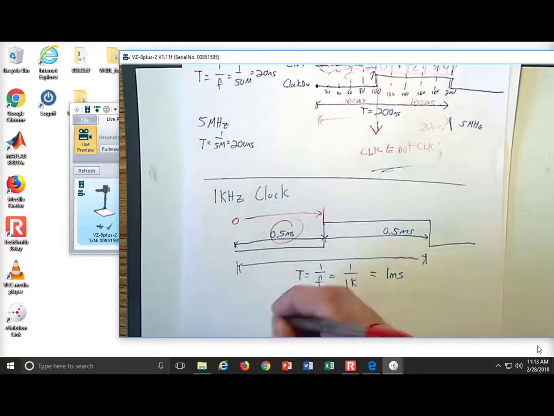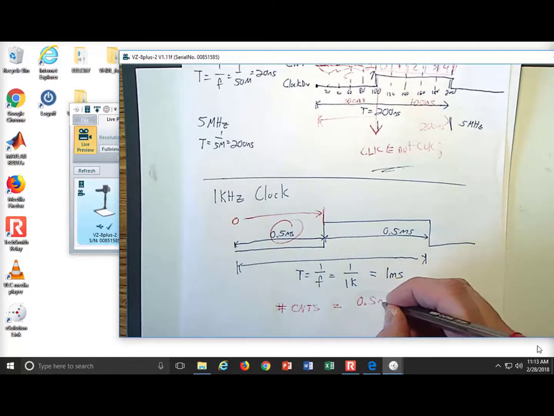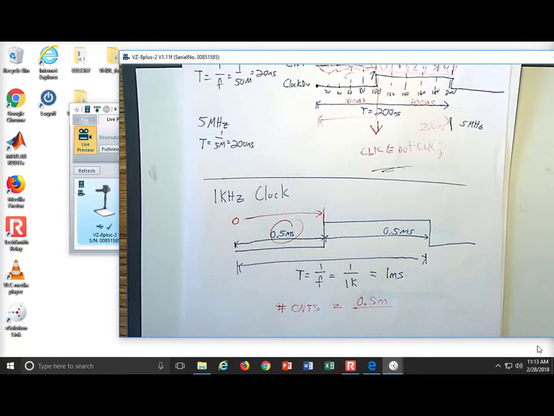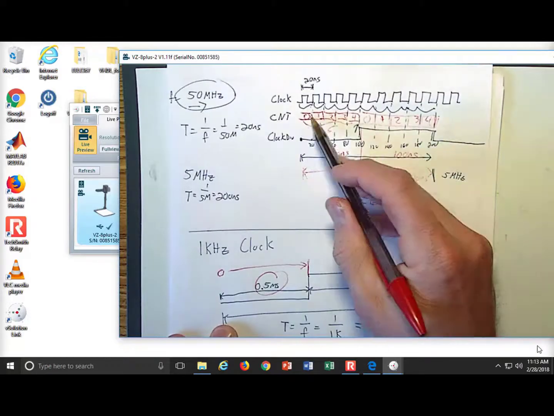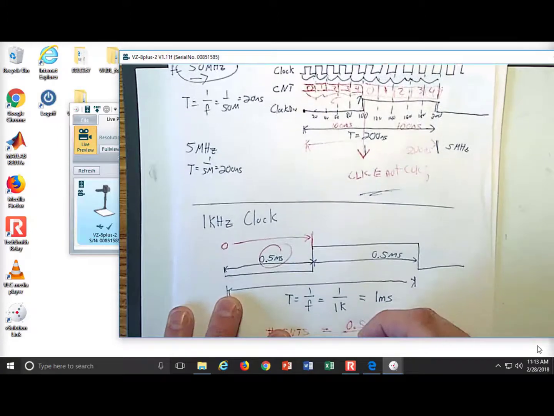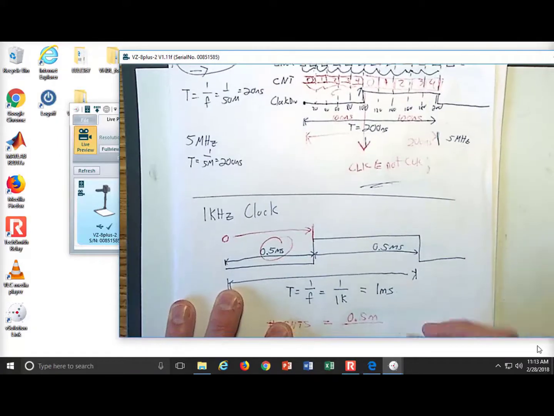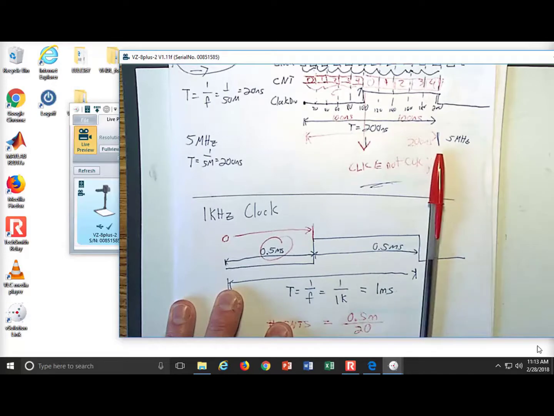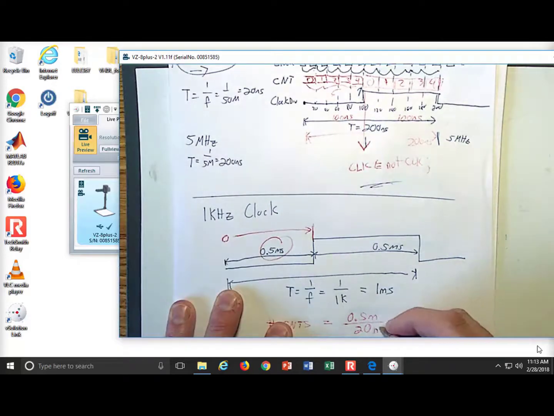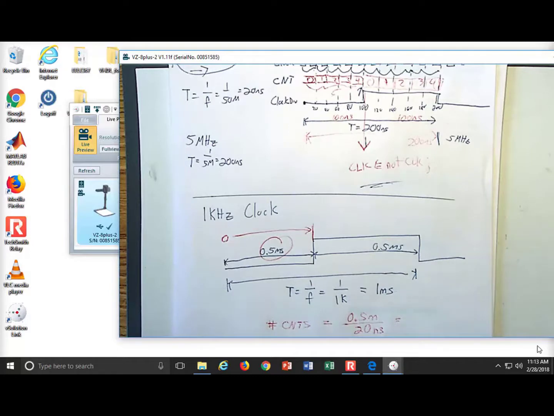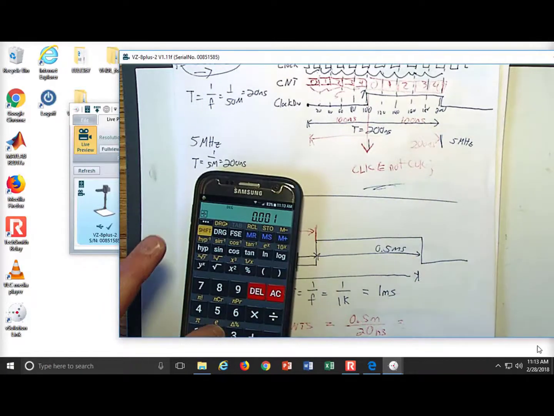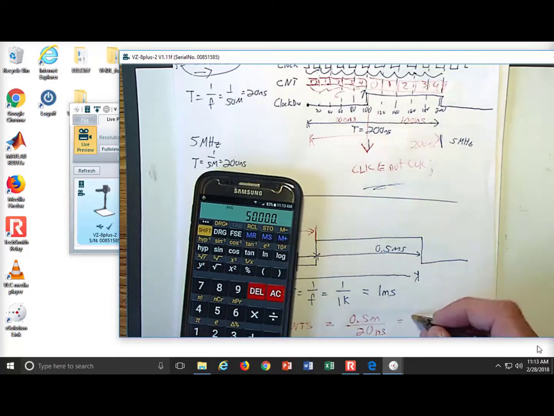Okay? So you actually do it just by saying the number of counts that I'm going to count up to is equal to the amount of time that I'm waiting, 0.5 milliseconds, divided by the period of the 50 megahertz clock. So that comes out to be 20 nanoseconds. Now, what does that count come out to be? So I'll take this. This will be fun. Divided by 20 exponent, what's a nano? It's a 9 negative. And the answer is 50,000.